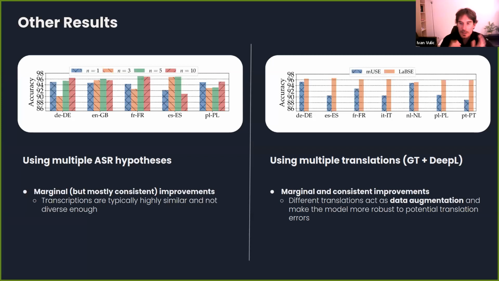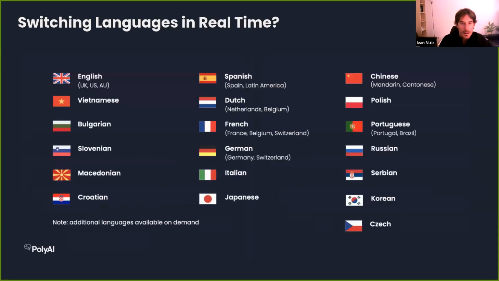And when we use multiple translation systems, what we try to do here is combine outputs of Google Translate versus outputs of DeepL, which is another commercial translation system. They sometimes produce different outputs, which means that different translations can act as a sort of data augmentation and make the model more robust also to potential translation errors. So we did observe slight improvements with more than one translation system. That was an interesting take here.